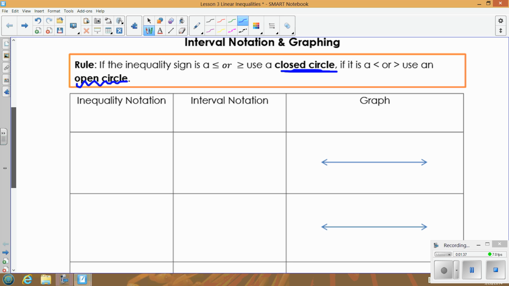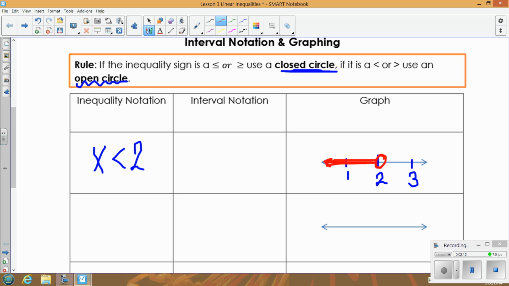So if we have this example, x is less than 2, what that looks like on a graph, let me start with the graph and we'll go to interval notation. I would have 2 and then let's just put a number on either side of it. But at the number 2, I would have to have an open circle because I'm not actually including 2. I'm getting really close to 2 but not actually including it.